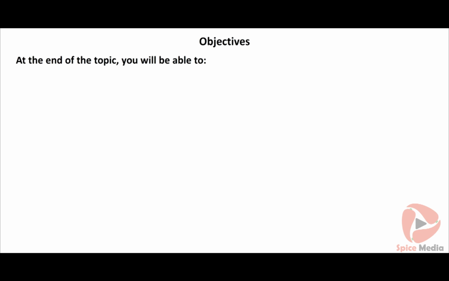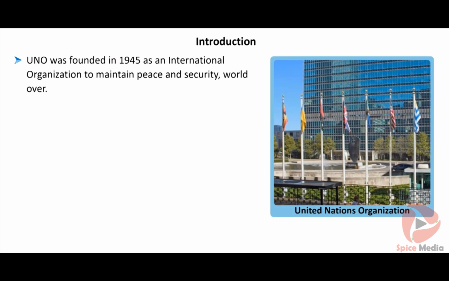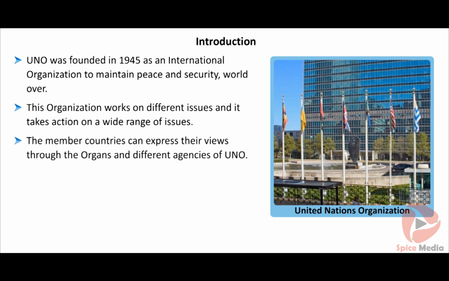At the end of the topic, you will be able to list out the different organs of the United Nations Organization, describe the main functions of the General Assembly. Introduction. UNO was founded in 1945 as an international organization to maintain peace and security world over. This organization works on different issues and it takes action on a wide range of issues. The member countries can express their views through the organs and different agencies of the UNO.